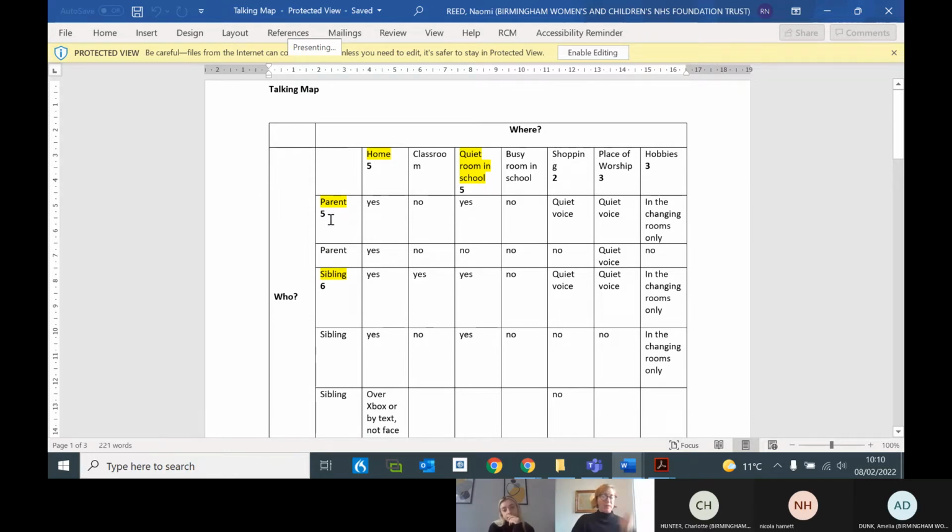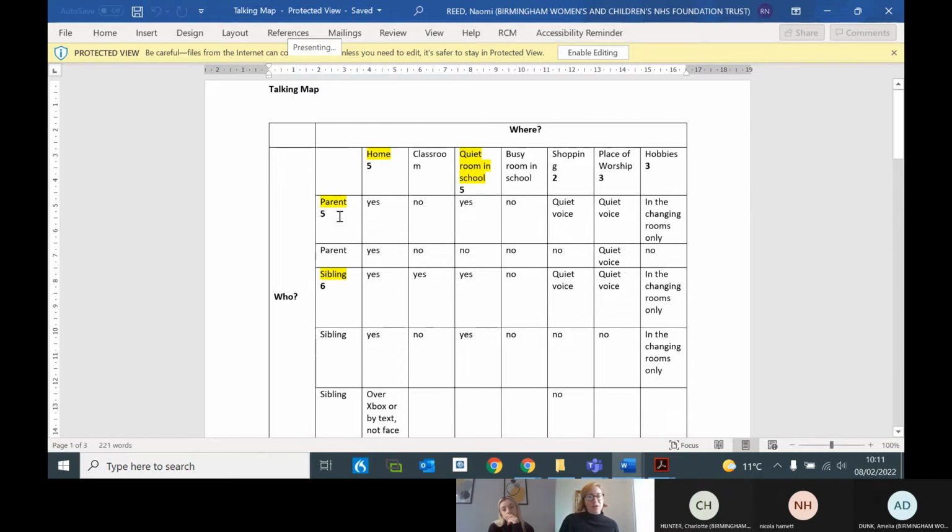So for example, this child will speak to their parent at home, yes. They won't speak to them in the classroom. They would speak to them in a quiet room in school. They wouldn't speak to them in a busy room in school. They would use a quiet voice when they're out shopping. They would use a quiet voice at their place of worship, so their church or mosque or temple. And their hobby is swimming. They would speak to their parent, but in the changing rooms only.